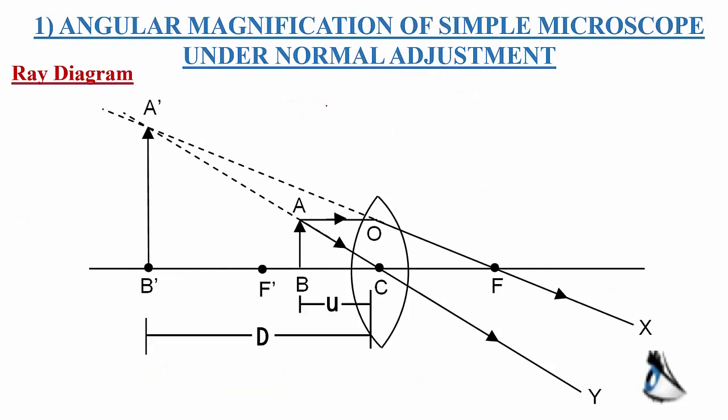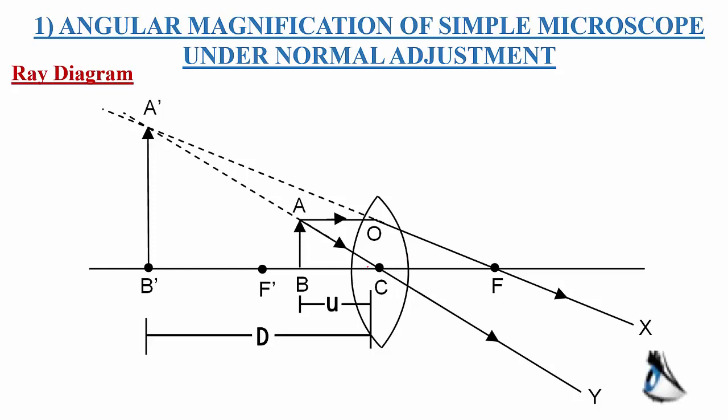Now we can derive the first case, the angular magnification of a simple microscope under normal adjustment. Remember, normal adjustment means the image is formed at the least distance of distinct vision, denoted by capital D, that is 25 centimeter, using the simple microscope. See here, a simple microscope is itself a convex lens.